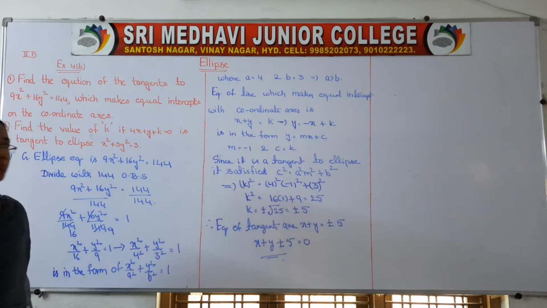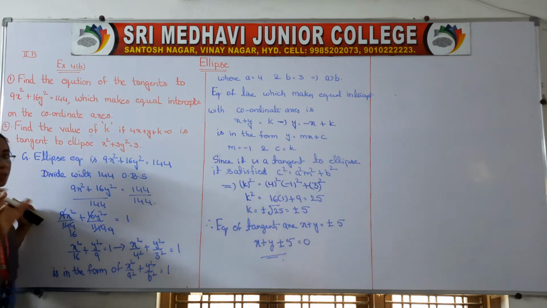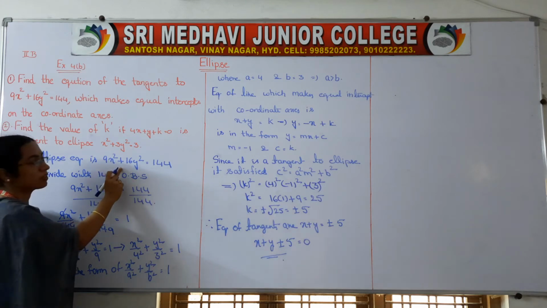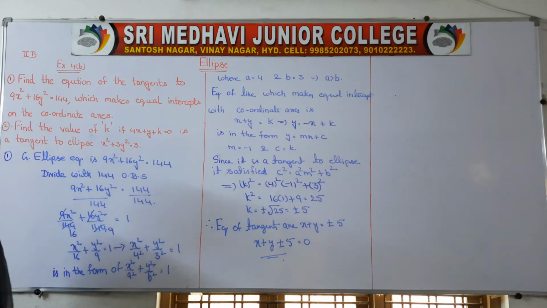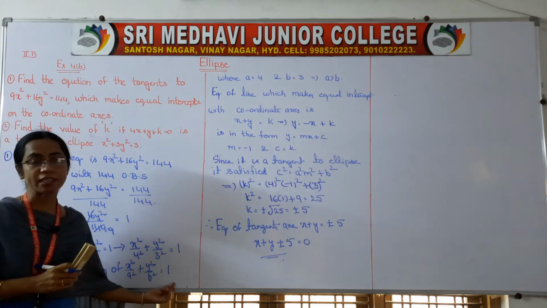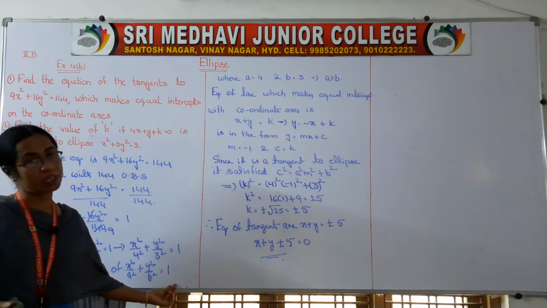Okay. So what is the procedure? First, the equation of the ellipse. One ellipse equation is given to you. Reduce that ellipse equation into standard form. x square by a square plus y square by b square is equal to 1 is called the standard ellipse form, so that we will know the a and b values.